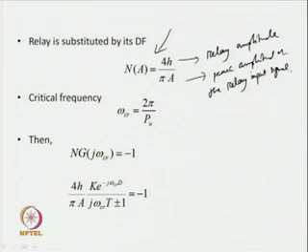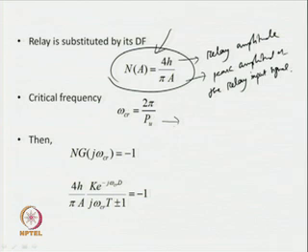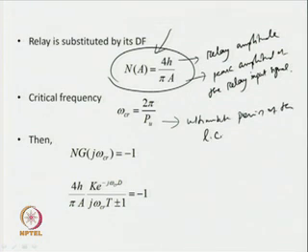So, for an ideal relay, the describing function of the relay can be given as N(a) = 4h/(πa). Next, the critical frequency is defined as ω_cr = 2π/P_u, where P_u is the ultimate period of the limit cycle output.